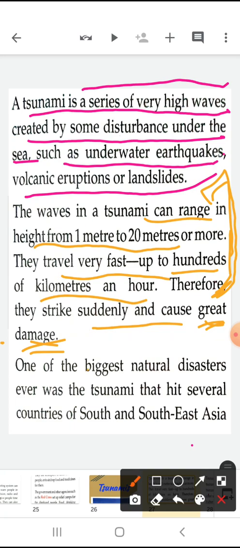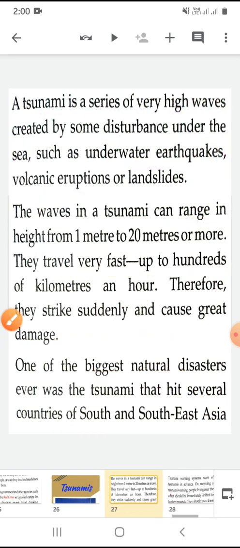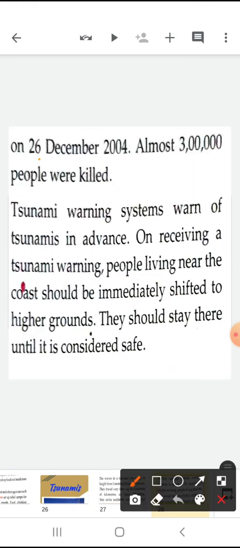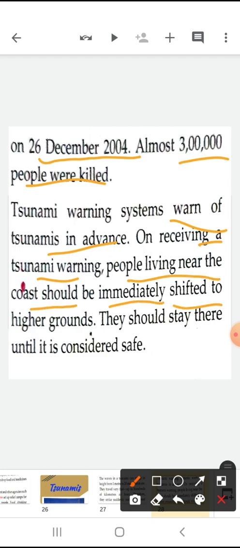One of the biggest natural disasters ever was the tsunami that hit several countries of South and Southeast Asia on 26 December 2004. Almost 3 lakh people were killed. The tsunami warning system warned of the tsunami in advance. On receiving a tsunami warning, people living near the coast should be immediately shifted to higher grounds. They should stay there until it is considered safe.